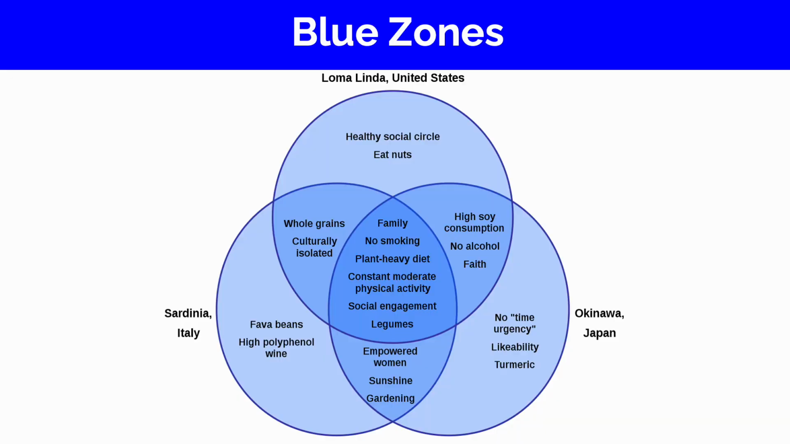Now, this is a diagram showing what 3 of the 5 blue zones have in common. And if we see in the middle, all 3 of them have a good family structure / social engagement, no smoking, plant-heavy diet, consistent to moderate exercise, and increased legume consumption among residents. So these are some things to think about when framing our own lifestyles.